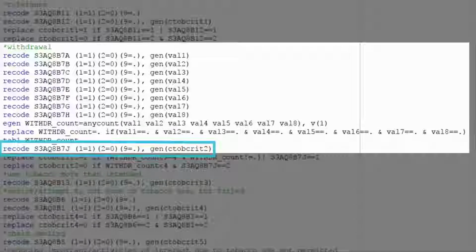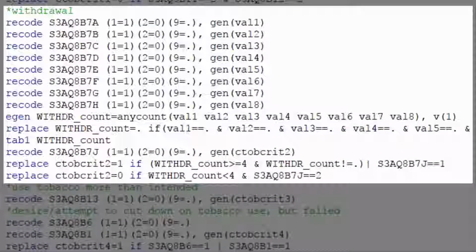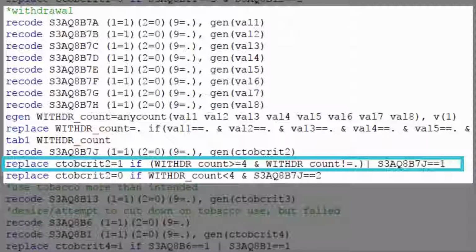In this portion of the code, we set the pertinent NESARC variable with 1 answers as yes, 2 answers as no, and 9 answers as missing. Then we generate the C to B crit 2 variable. According to the diagnostic criteria, someone has withdrawal if they answered yes to at least 4 of the 8 withdrawal variables, or if they answered yes to using tobacco in the last 12 months in order to avoid withdrawal symptoms. So we code in these criteria for our newly created variable C to B crit 2.